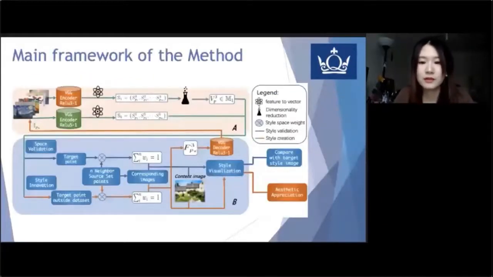And this is the framework of how we construct the style space. We first verify the correctness and the feasibility of our interactive style space and validate style interpolation within the space. Then we perform interpolation to generate the style innovation results.